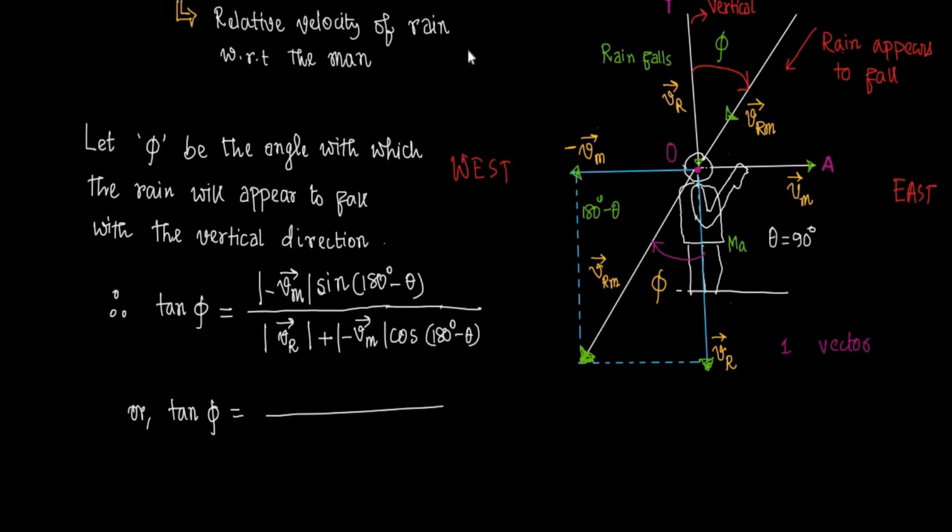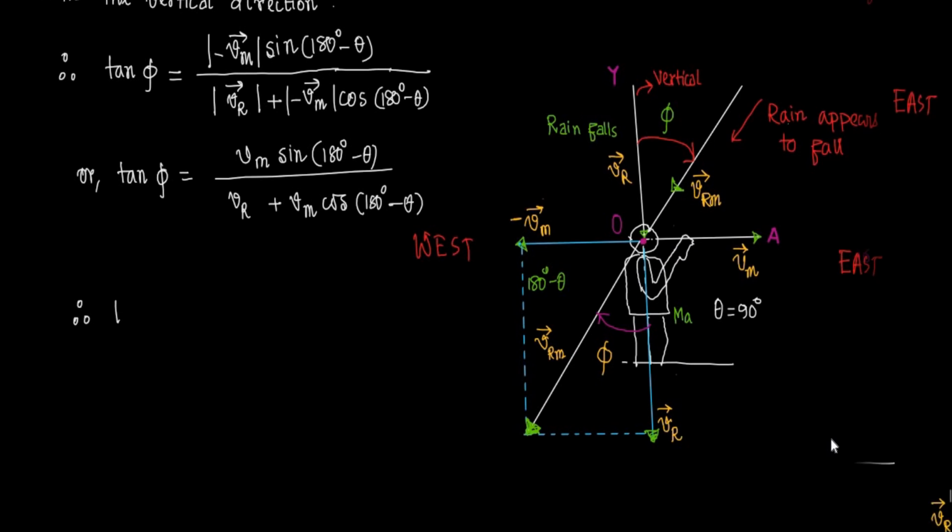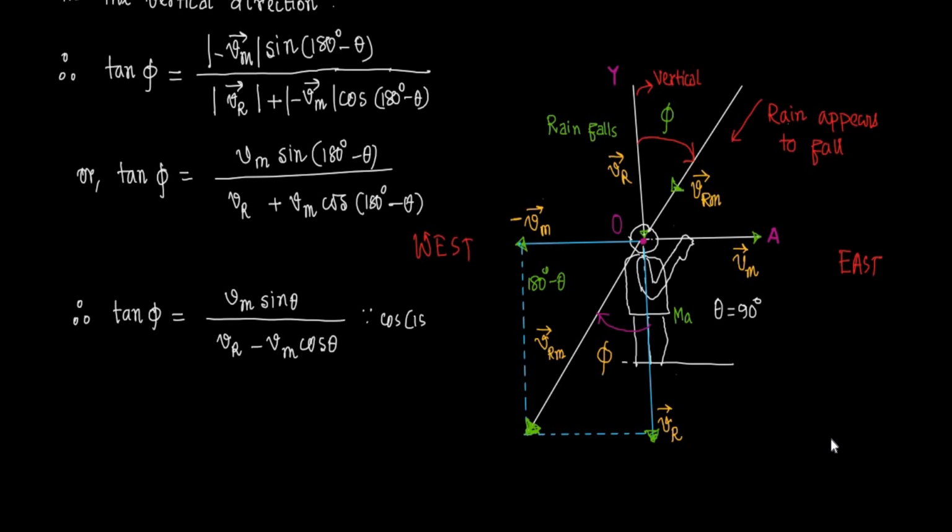Or tan phi is equal to Vm sine of 180 degrees minus theta divided by Vr plus Vm cos of 180 degrees minus theta, where mod of minus vector Vm is equal to Vm. Therefore tan phi is equal to Vm sine theta divided by Vr minus Vm cos theta, where cos of 180 degrees minus theta is equal to minus cos theta. This equals Vm divided by Vr, since theta equals 90 degrees.